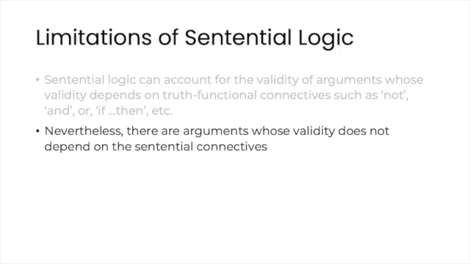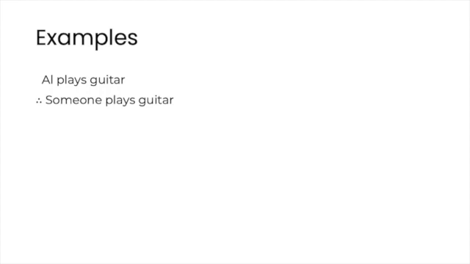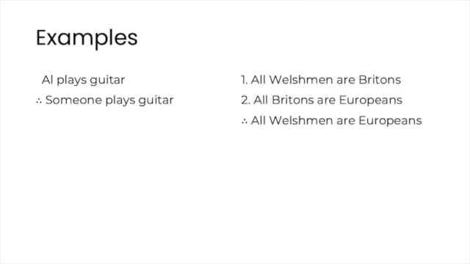Nevertheless, there are arguments whose validity does not depend on the sentential connectives. Consider this argument. Al plays guitar, therefore someone plays guitar. Or this other. All Welshmen are Britons. All Britons are Europeans. Therefore all Welshmen are Europeans. Both of these arguments are intuitively valid. You can't accept the premises without also accepting the conclusions. But can they be shown valid with the tools of sentential logic?